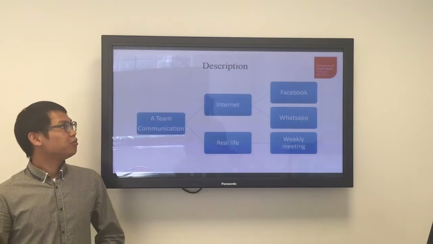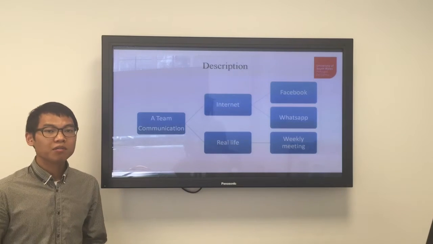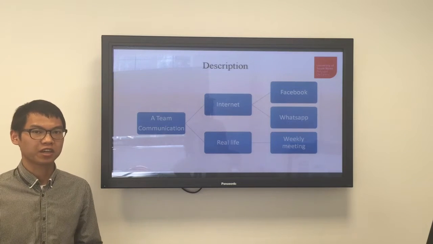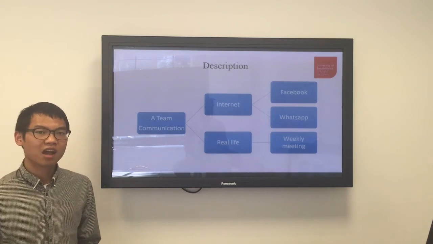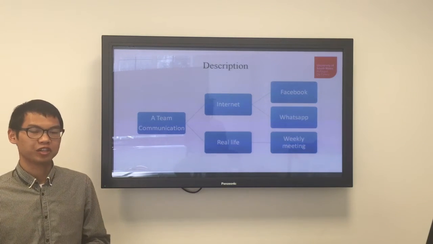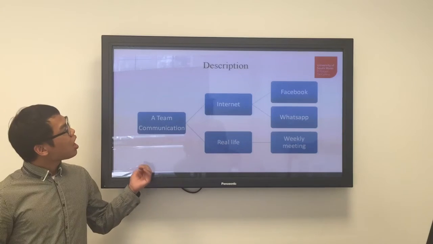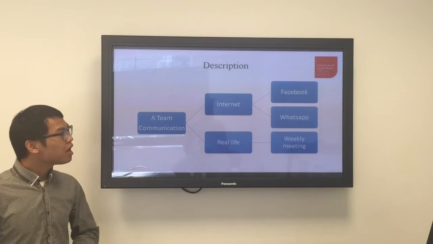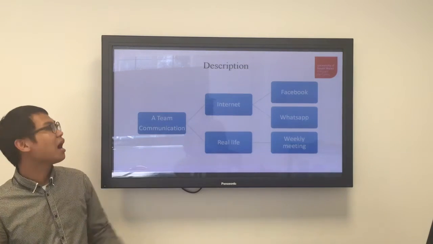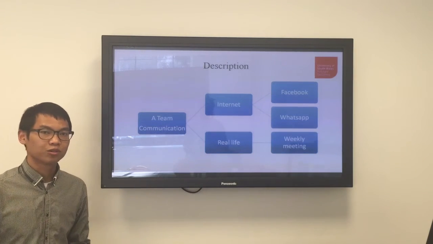This is the description step, where we can describe our team's communication process. Sometimes, our teamwork is accomplished through relatively smooth and easy communication. However, there are other times when it was not so successful because of some problems with communication. And then, I want to describe how our team communicated. There are 2 primary pathways of communication, internet and real life. Besides weekly meetings, we also use Facebook and WhatsApp to communicate.